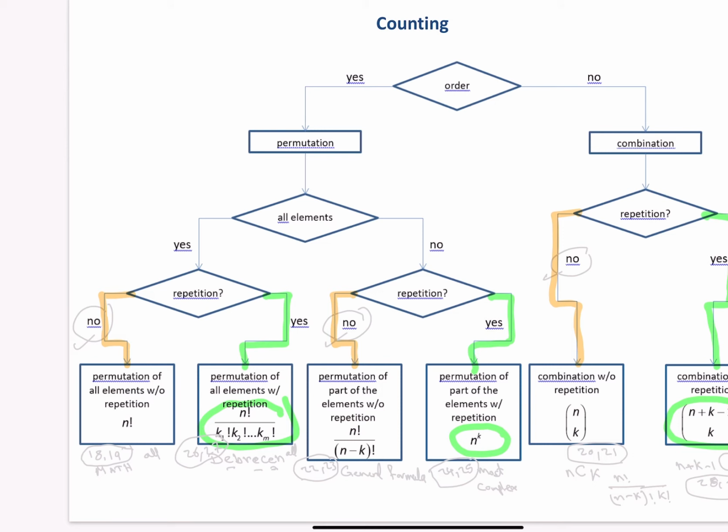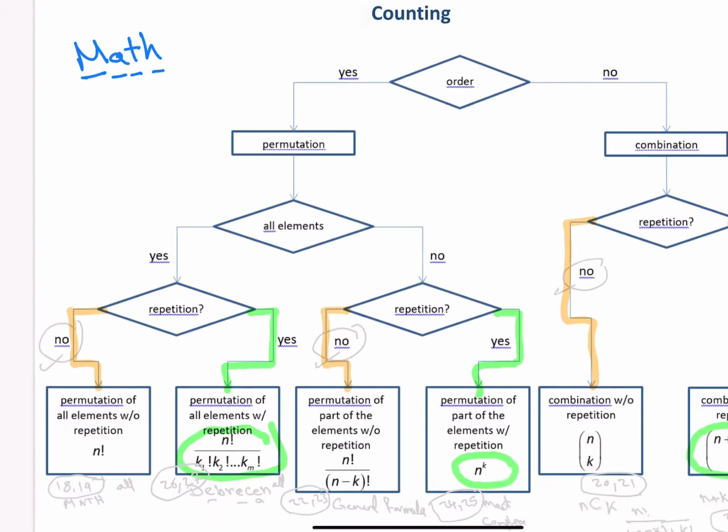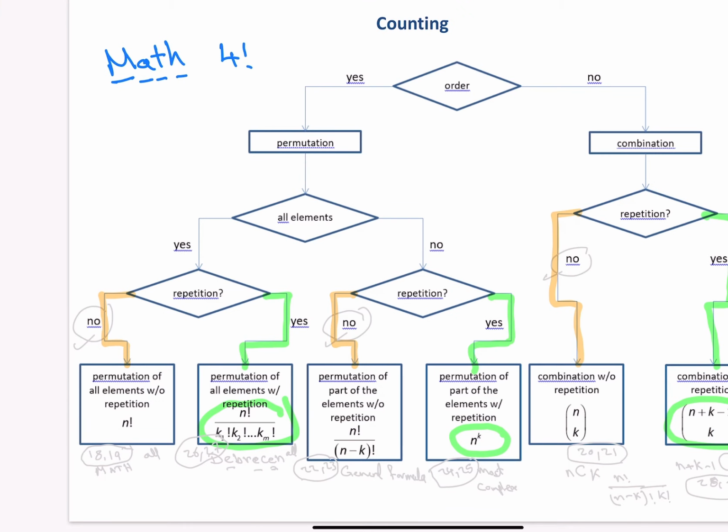You remember the example of the word MATH, which has 4 letters. We said that if I'm forming a new arrangement or a new word out of the 4, using all of them, the number of ways will be 4 factorial. So n equals 4, and n factorial equals 4 factorial. I hope it's clear.